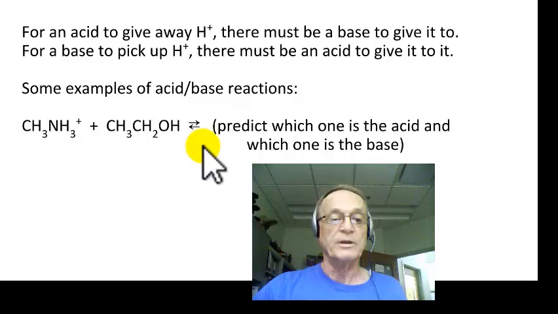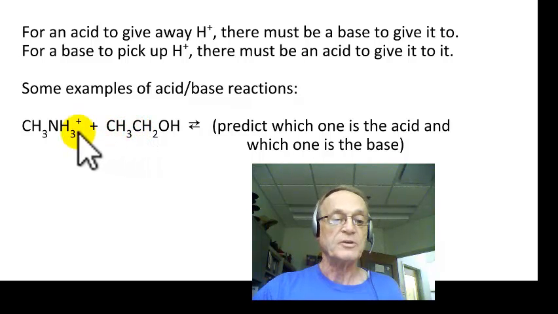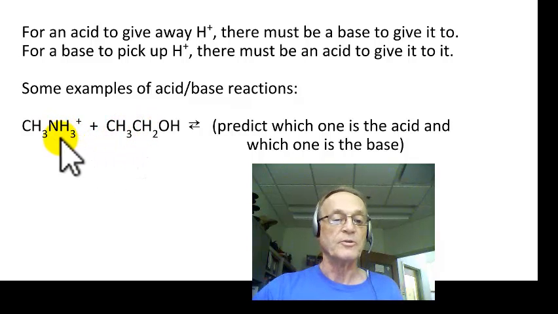So pick an acid, pick a base, and then you can predict what the products would be. The way you do that is you start by predicting which one of these two substances is the acid and which one is the base. We talked about this quite a bit in general chemistry. I've picked two examples here that are organic compounds. So which one is the acid and which one is the base?